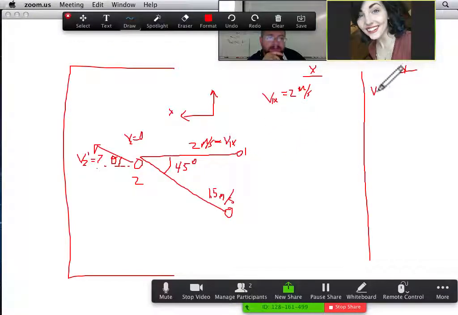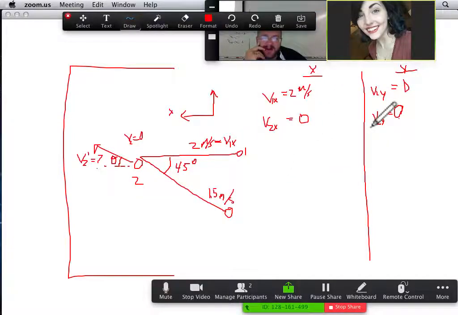Velocity 1y is what? What's the initial velocity in the y direction? 0. Right. How about velocity 2x initially? Well, it's not going anywhere, so it's 0, right? And velocity 2y, we don't know, right? So put that as a question mark. Sorry, velocity 2y initially is 0. We do know that. That's initial. Finally, we don't know. So those are our initial velocities.